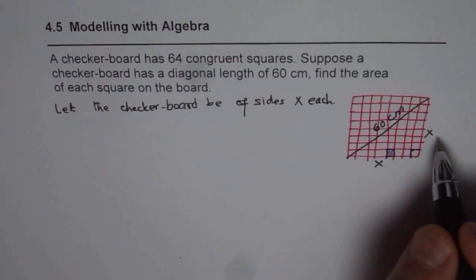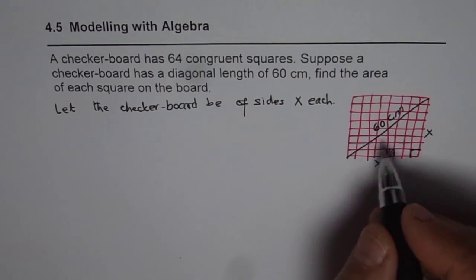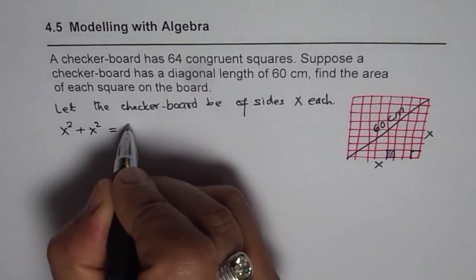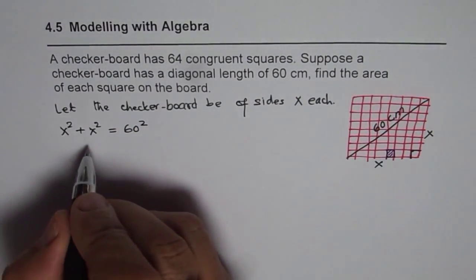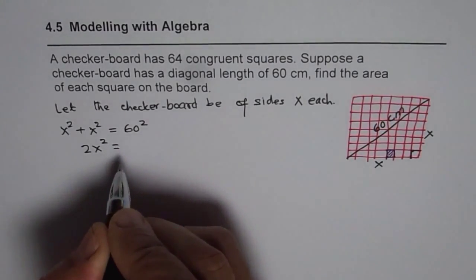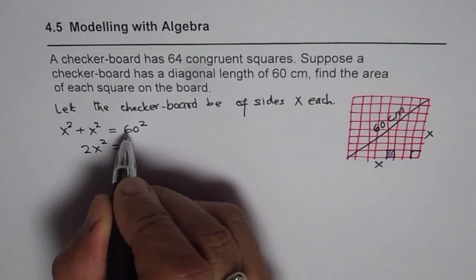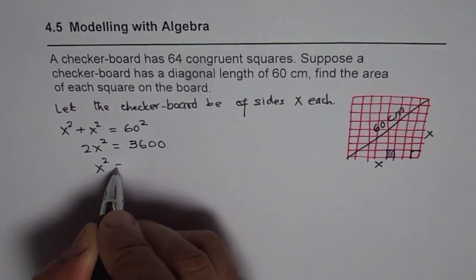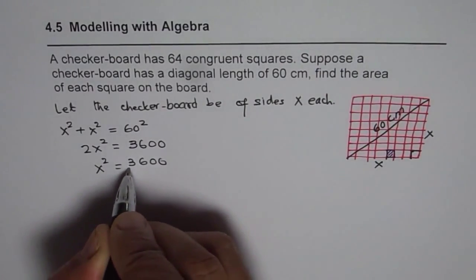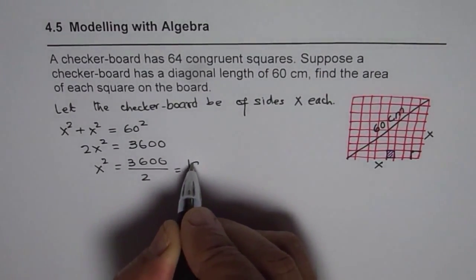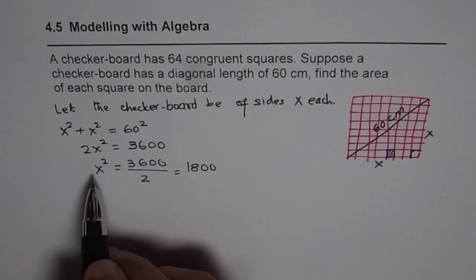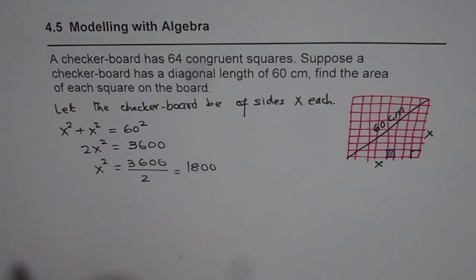Now we can relate this with the given information using the Pythagorean theorem, and that is x square plus x square is equal to 60 square, and we can write this as 2 times x square is equal to 60 square. 6 times 6 is 36 and 100. So x square is equal to half of 3600, that is 1800. So that is x square. We can definitely find length x also. But sometimes it is not required, as in this case.